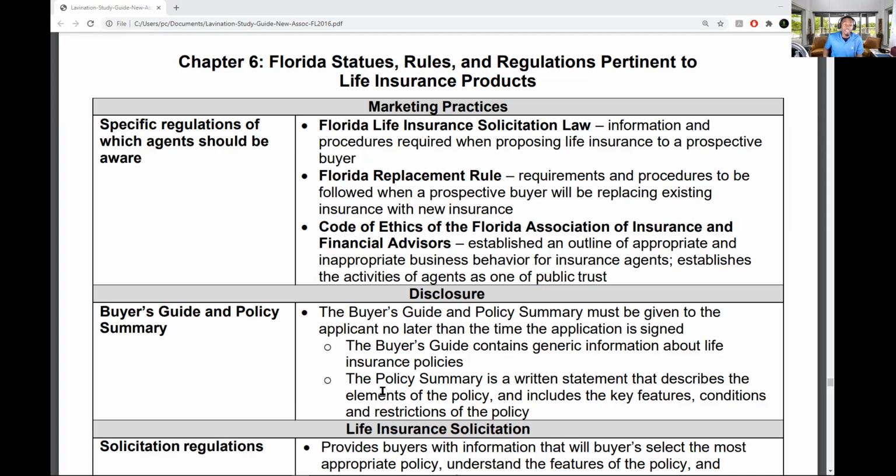The second thing is the policy summary, which is a written statement that describes the elements of the policy and includes the key features, conditions, and restrictions of the policy. Now, putting this in my words, the policy summary talks about specific stuff. Now you're going to know exactly how much you're going to pay, exactly how long the coverage is, how much the coverage is, and when the payment is due. It gives you specific information.